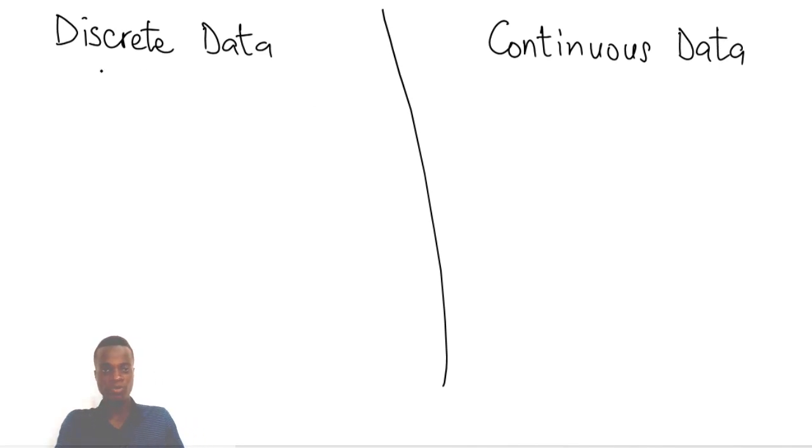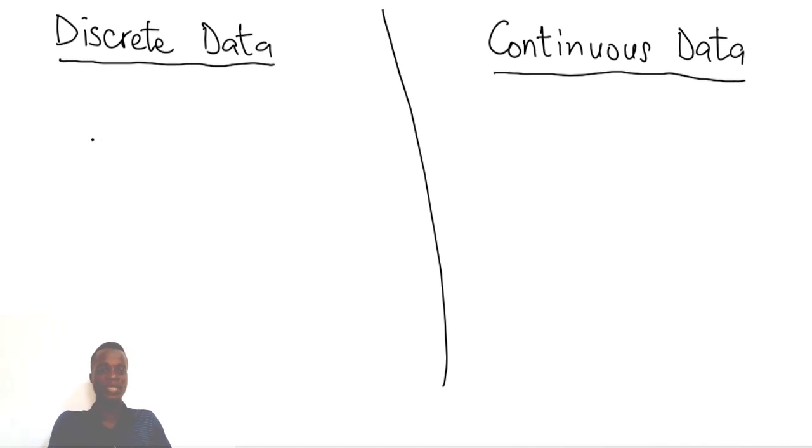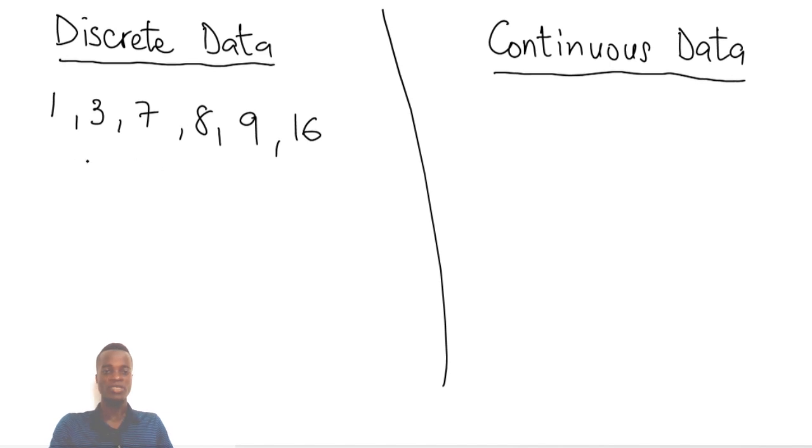In simple terms, I'm going to use numbers to illustrate what numerical data is. For discrete data, these are whole numbers, numbers that do not contain fractions or decimal points. For example, a number like 1, 3, 7, 8, 9, 16. If you see every individual element in this collection of data, none of them is a decimal point or a fraction.